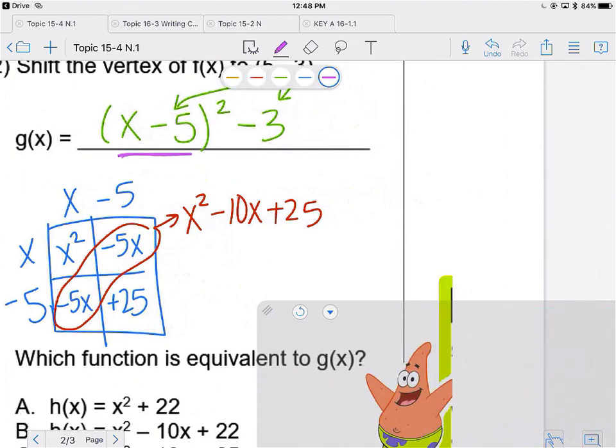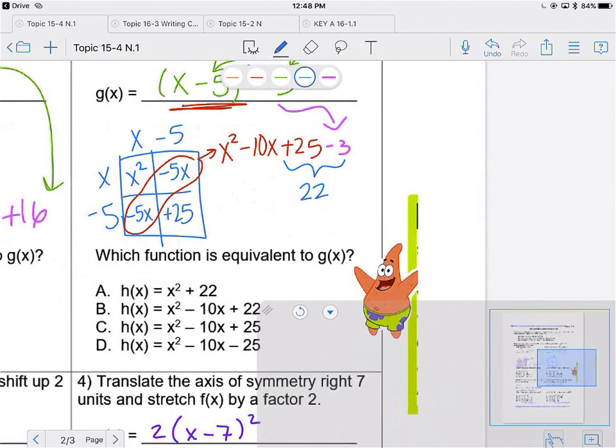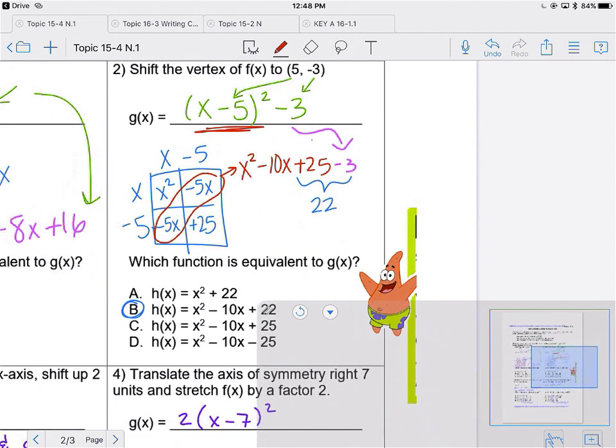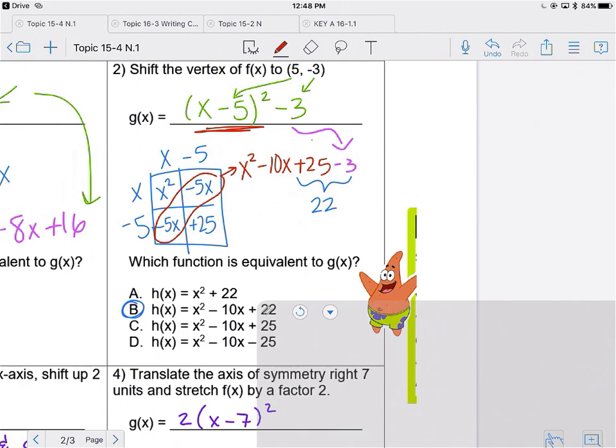Now remember that piece in red is just this multiplied out. We also have the minus 3 to factor in. So when I combine my like terms, 25 minus 3 is 22. So that answer choice looks like B. So again, all we're doing is multiplying it out, and then if there's anything in the front, in the back, behind, whatever, we have to factor that in.